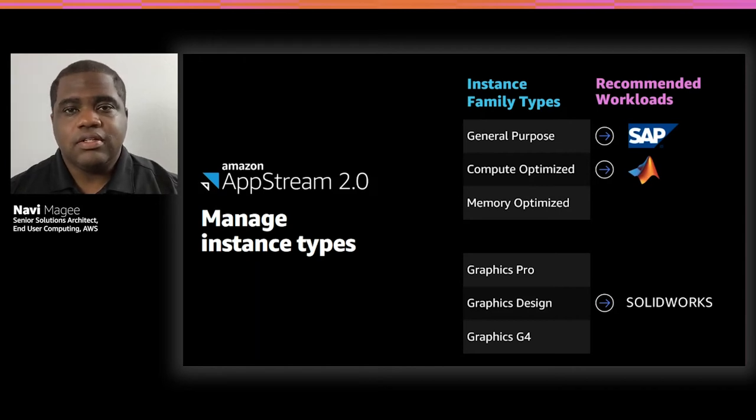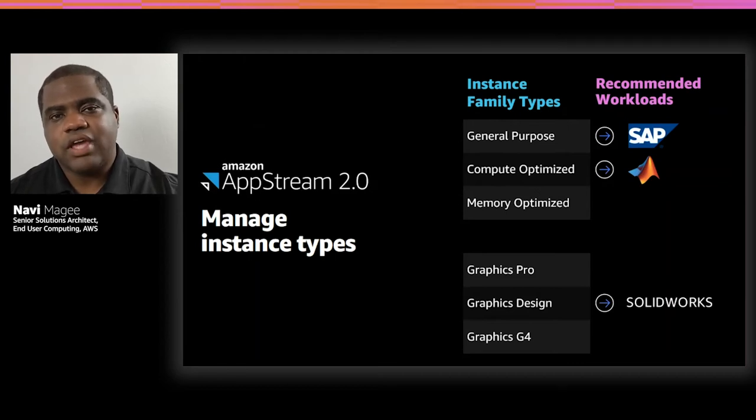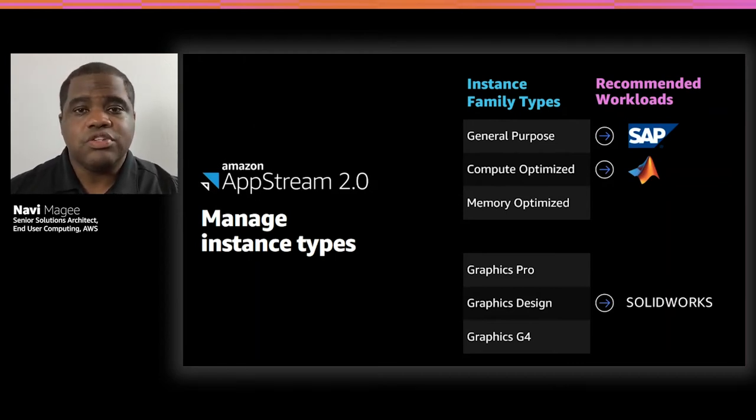The key, again, is to be flexible with the instance types that are available. You have a wide array of family instance types that can easily be used across multiple fleets, as many as you need for the different use cases. But let's discuss what are some of the advantages of using AppStream with not only these workloads, but maybe the workloads that you have in mind at your company.